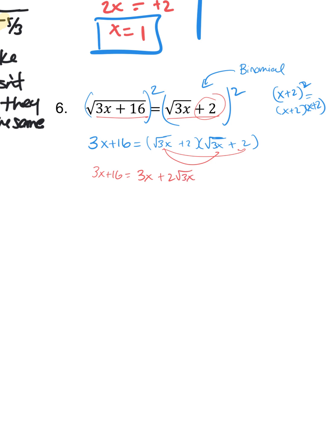I cannot multiply the 2 into there. Notice it's like this because this is not a radical. It's just a positive 2. And then here, the inside is 2 times the square root of 3x, and then the last 2 times 2 is 4. Okay, so let's combine like terms.